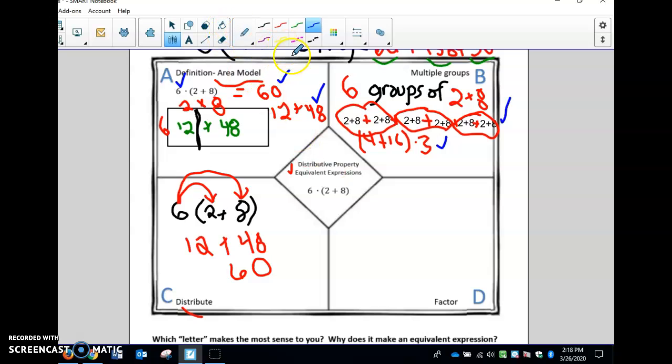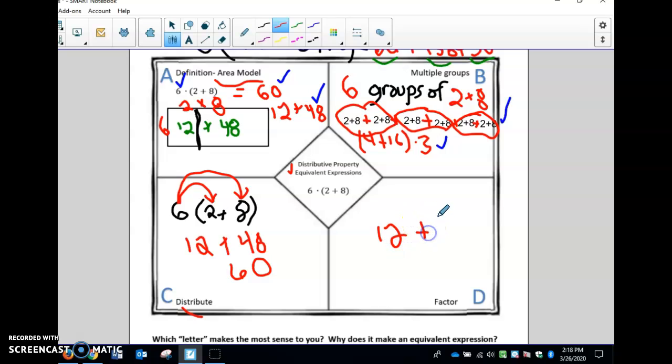This idea is something that we're going to look at with variables in a second video. But I'm going to show you one other thing that can help you create an equivalent expression, and that is using this idea of factoring. Let's say I've got 12 plus 48. I'm going to start with where I ended.